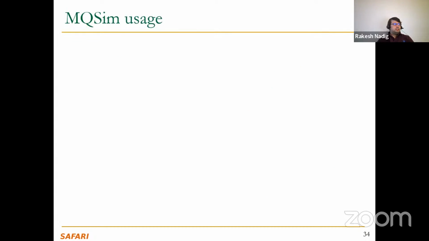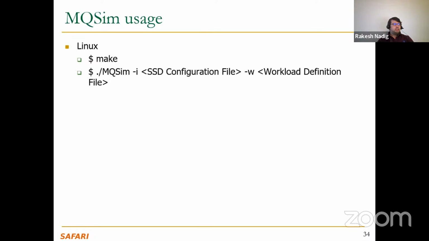So finally, we look at how we use the MQSim. If you are a Linux user, then we just download the code from the GitHub, and then we run make. And if we have to run the simulator, then we basically pass the SSD configuration file and the workload definition file in this format, and that will run the simulator.